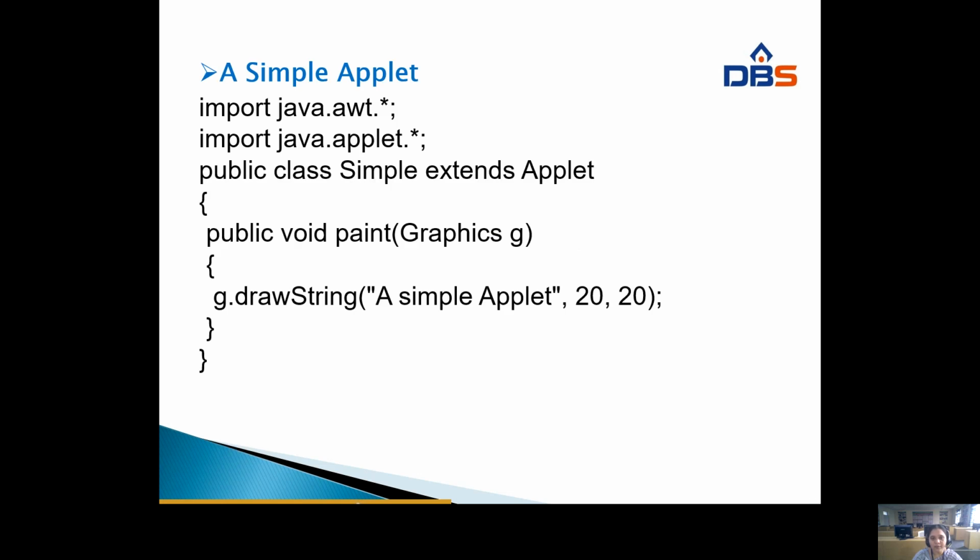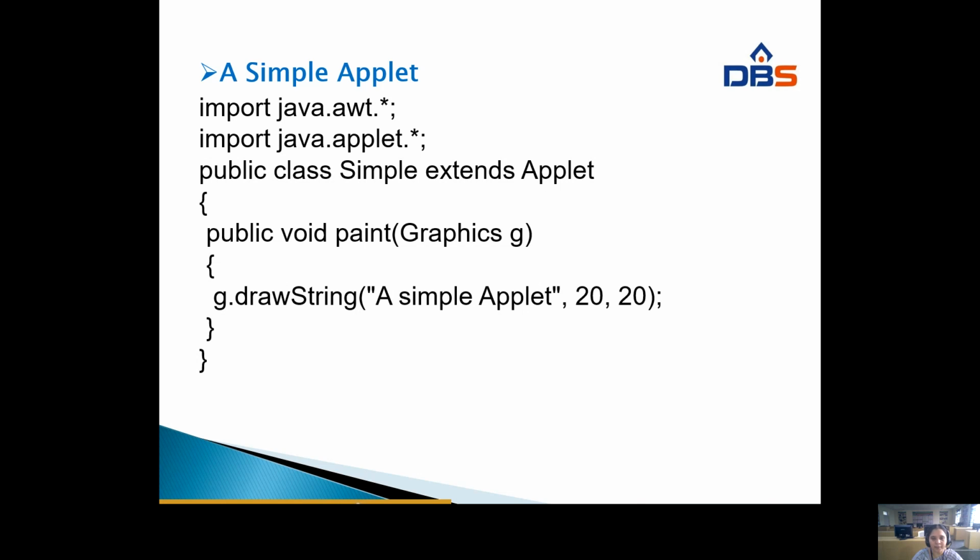Now this is a simple program for an applet. We use two packages to write applet applications or programs. What are those? The java.awt package and the java.applet package. How can we import them? With the help of the import keyword. So import java.awt.* with a semicolon. The next package we also import with the import keyword: import java.applet.* with a semicolon.